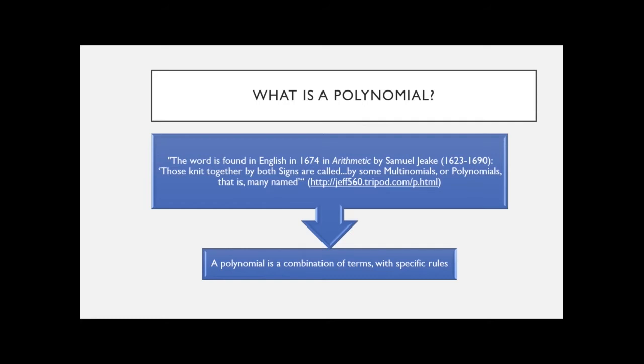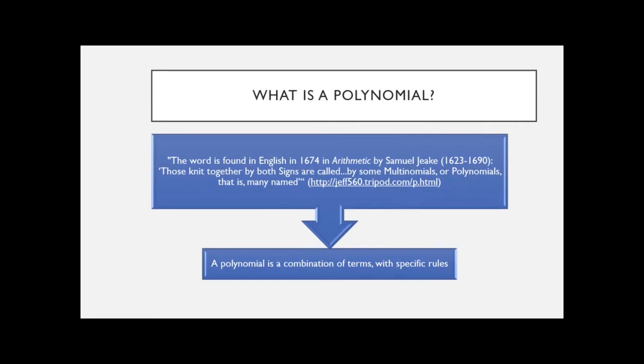That is many named. If you break down the word polynomial, poly means many, I believe in Greek. It comes from a Greek word. And then nomial is actually related to Latin. The word in Latin for name is nomen. So that's where nomial sort of comes from. So it's sort of like a combination of a Greek and a Latin, combining two words from different languages together, and that's how we come up with polynomials.